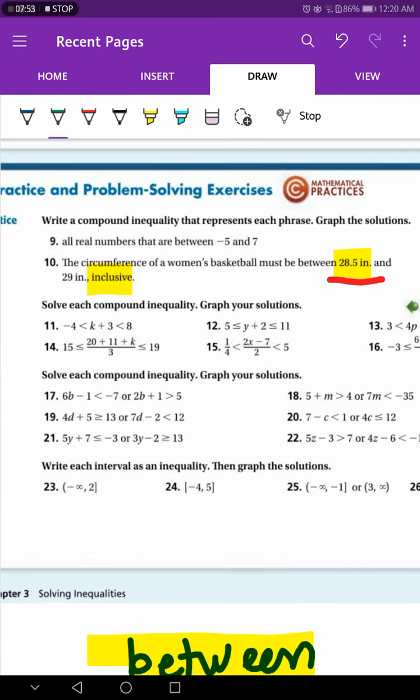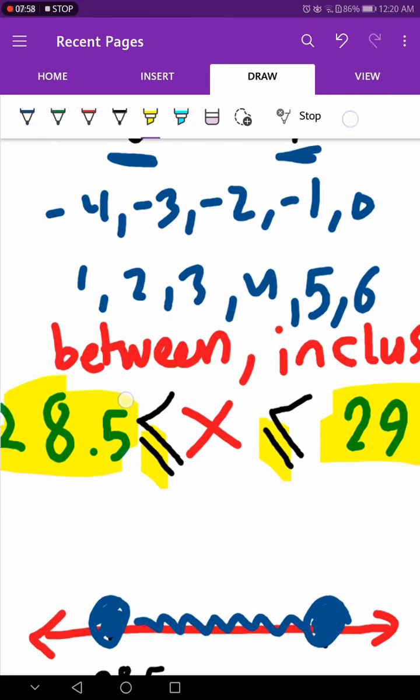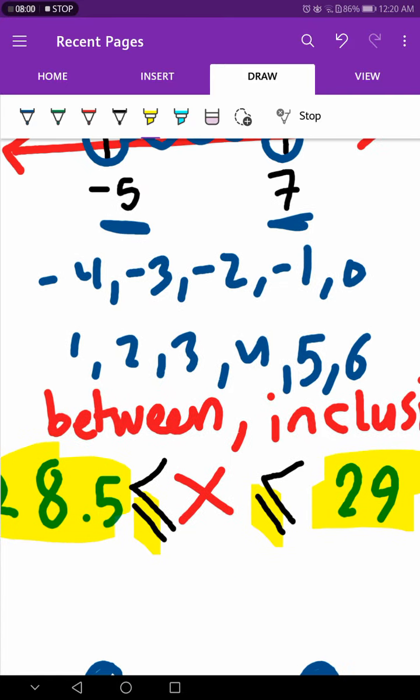In number 9, he said all the real numbers. So you see those numbers I mentioned before, which are -4, -3, -2, -1, 0, 1, 2, 3, 4, 5 and 6. Okay, this is not the only solution, don't be surprised. They are not the only solution, because he said the real numbers.